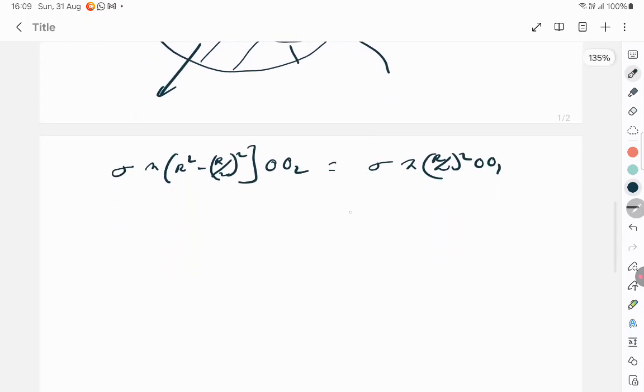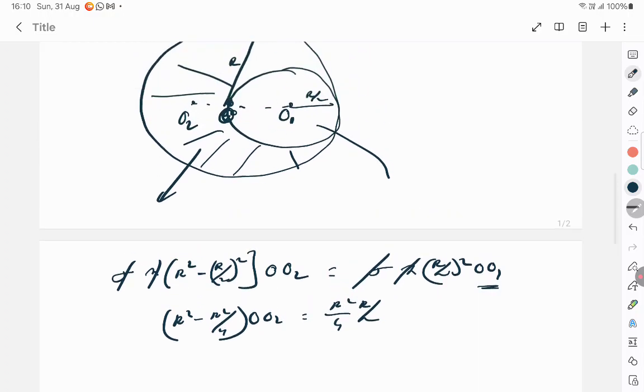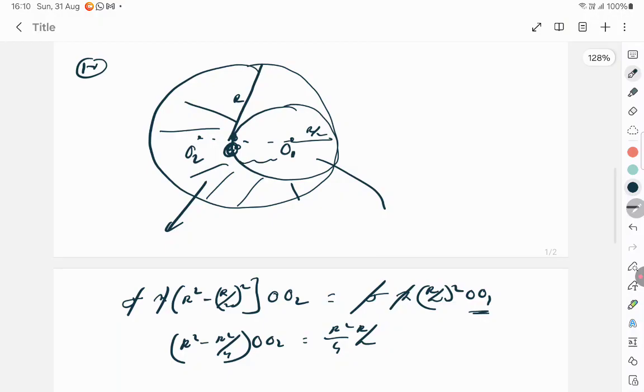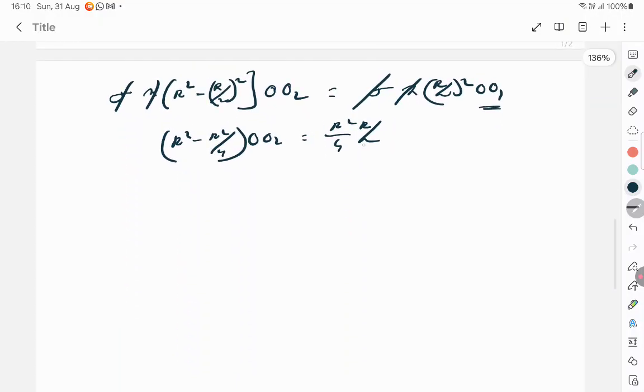So sigma gets cancelled, pi gets cancelled. It is R square minus R square by 4 into OO2 is equal to R square by 4 into R by 2, because OO1 is nothing but the radius of the smallest circle, so it will be 4 of R cube by 8.